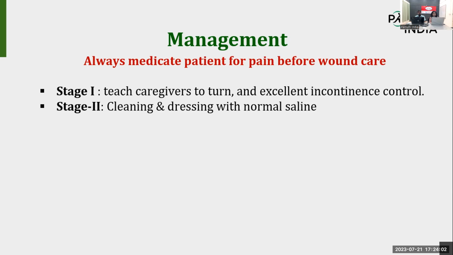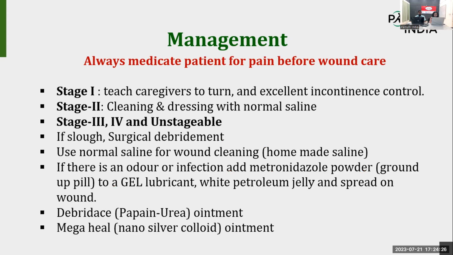Then stage 2: if we see stage 2, after cleaning with normal saline we can dress. A plain dressing is needed. In between, Biolin or petroleum jelly can be applied for a moisturizing effect. Then in stage 3, 4 and unstageable, if there is thick or loosening slough and surgical debridement is needed, we need to do the surgical debridement. For cleaning, we can use normal saline for wound cleaning. Homemade saline can also be used. It need not come from the pharmacy; NS itself is not at all needed. Homemade saline is also helpful for cleaning the wound.